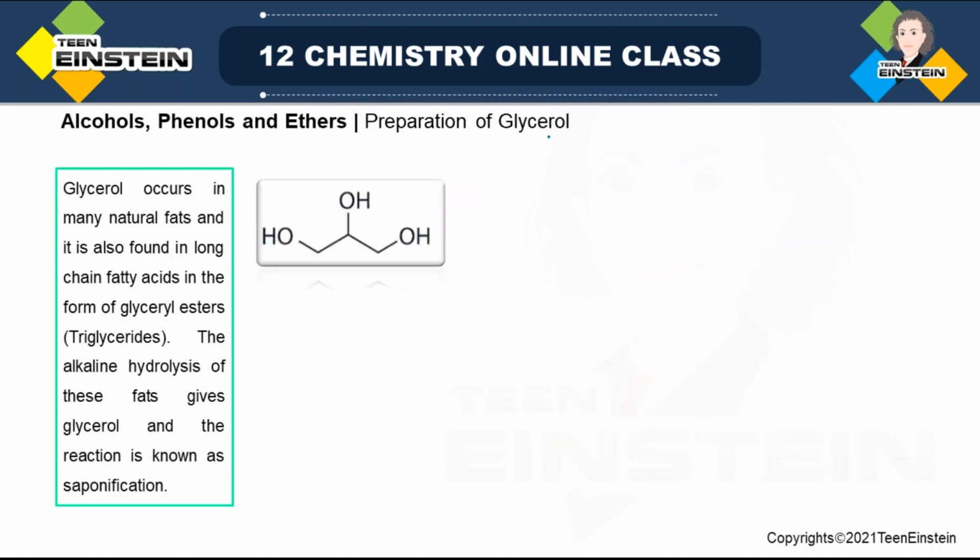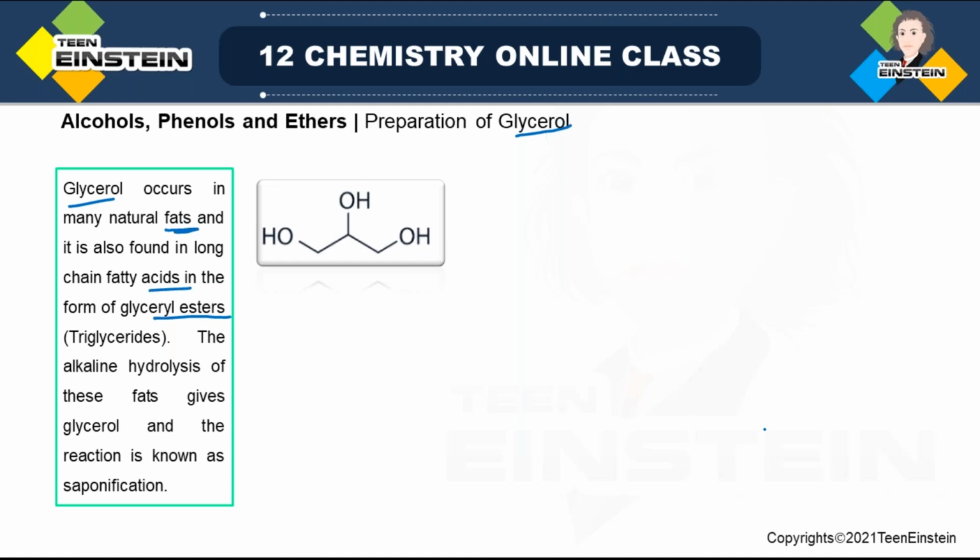After glycol, next is glycerol. So this molecule, as you can see in the picture, is known as glycerol, and here we have a total of three OH groups, so it is trihydroxy. Now glycerol is very important because it is naturally present in fats, and it is also found in long chain fatty acids in the form of glyceryl ester.